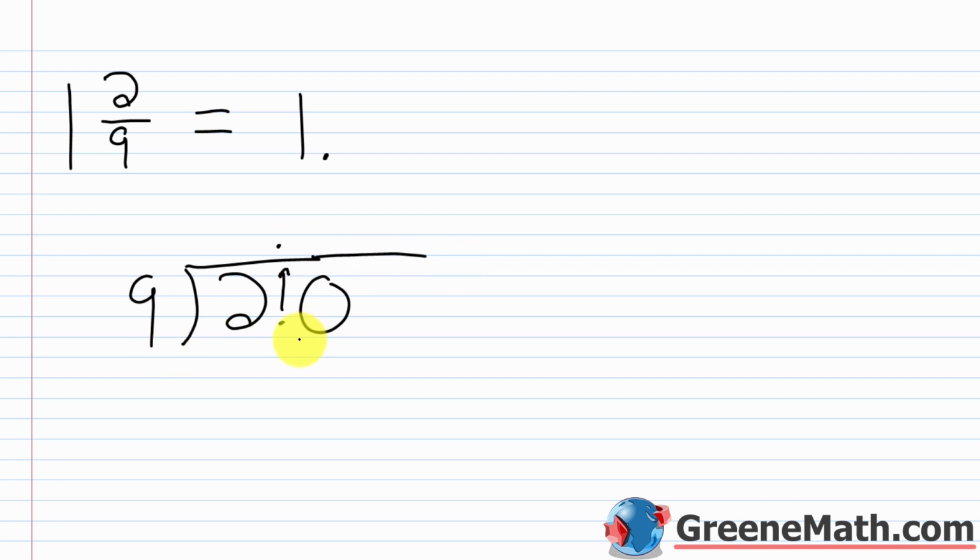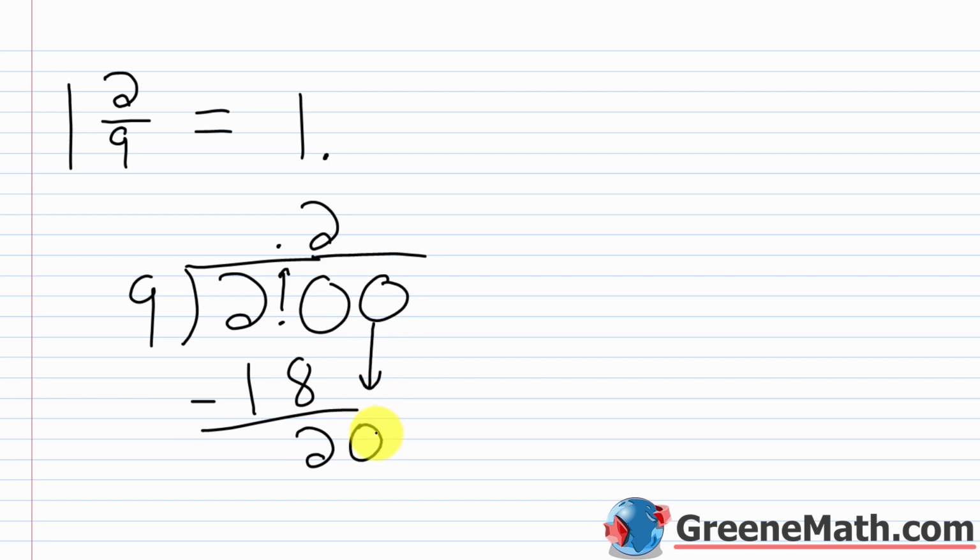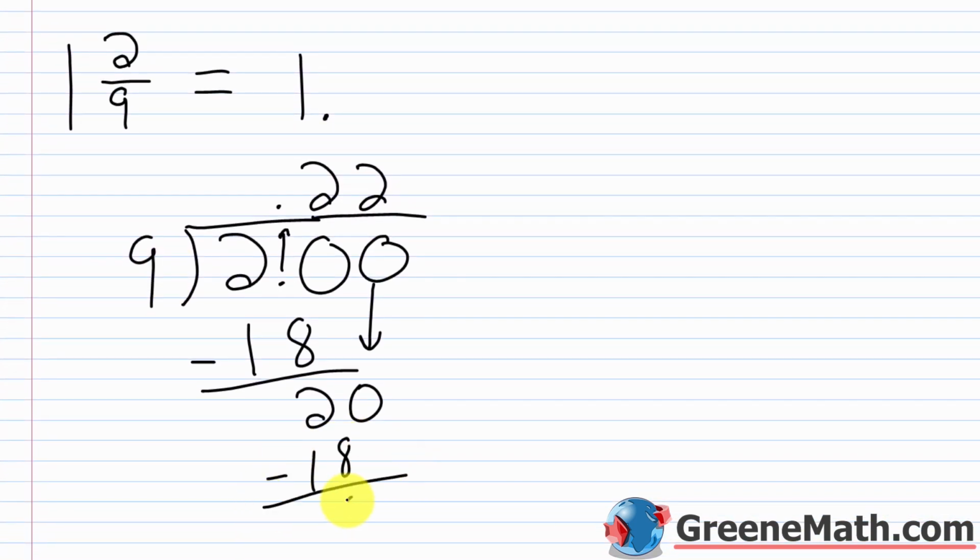9 is going to go into 20 twice. 2 times 9 is 18. Subtracting, we get 2. Put another 0, bring that down. You can already see that this is going to be an infinitely repeating pattern, right? 9 goes into 20 twice. 2 times 9 is 18. Subtracting, you get 2, right? You'll keep getting this over and over, so you'll have this 2 repeating forever. So we can go ahead and stop and say that the part that comes after the decimal point here is just going to be a 2 with a horizontal bar over the 2 to say that it's going to repeat forever. So 1 and 2/9 is equal to 1.2, again, where the 2 repeats forever.